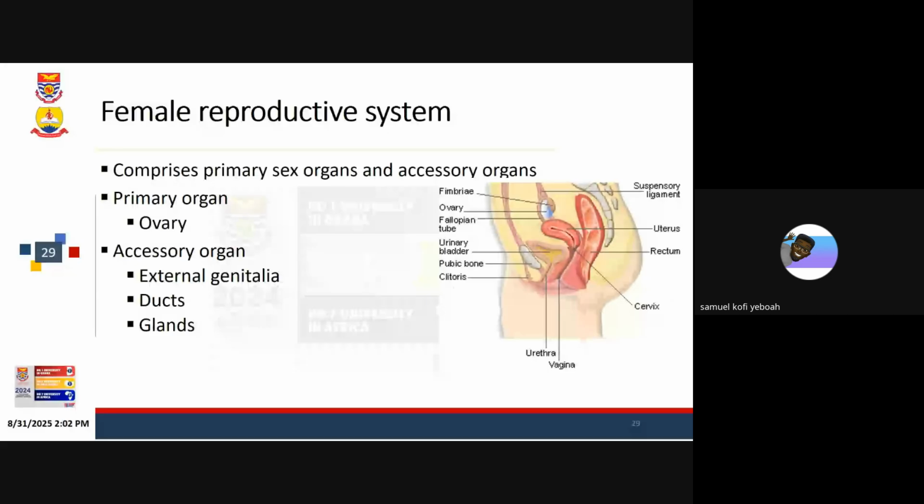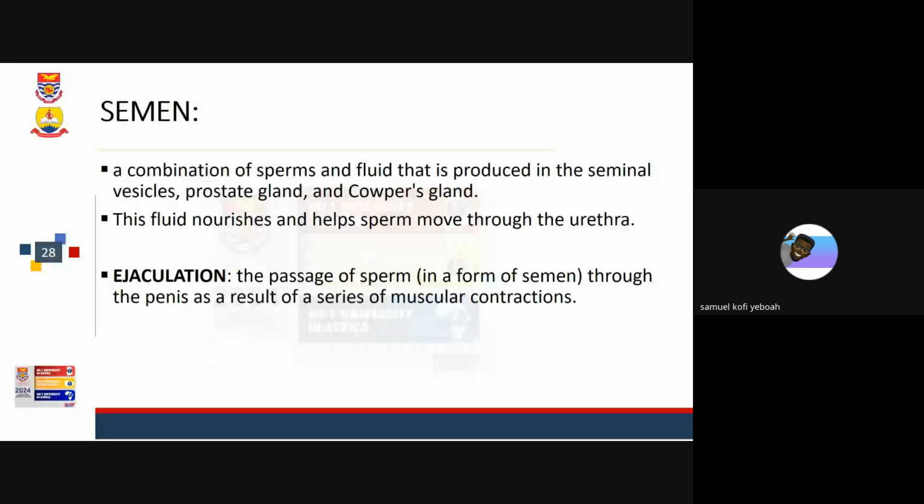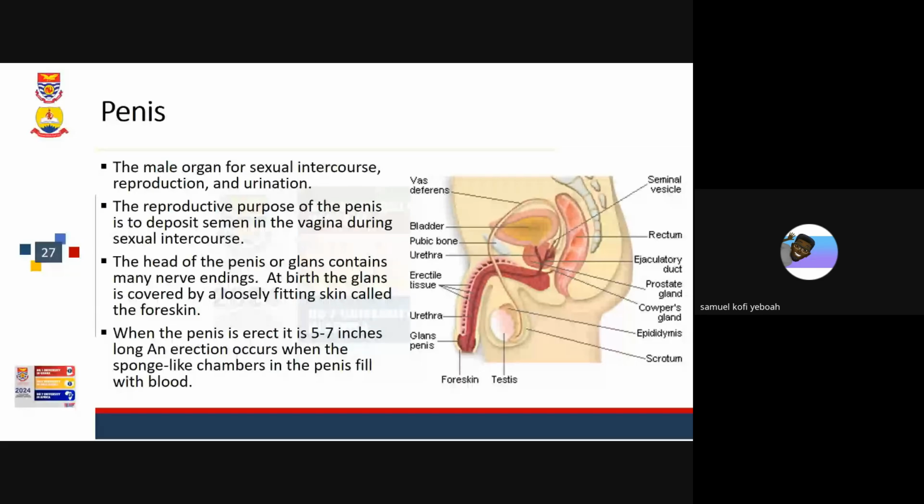Since we are talking about the male reproductive system, I want to know what causes male sexual disorder, erectile dysfunction or impotence. Impotence has to do with the fact that the penis cannot erect, or it cannot sustain erection. It cannot be hard for a long time, or it doesn't stand at all.